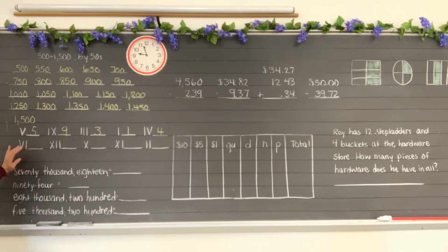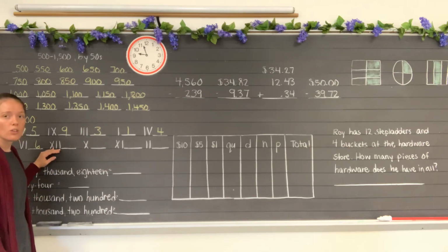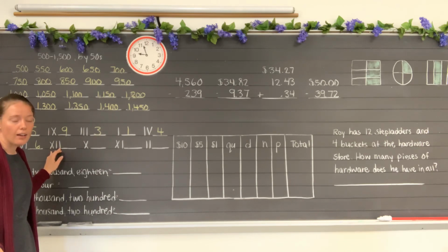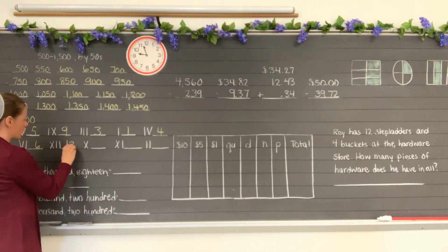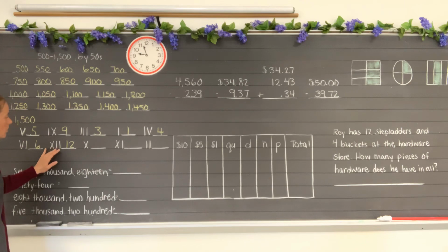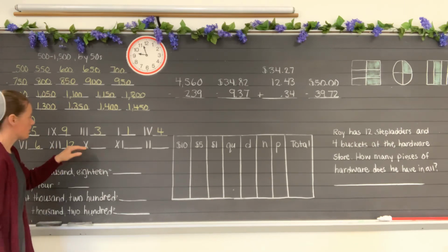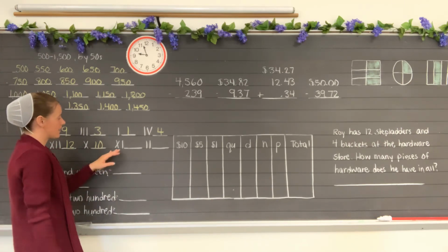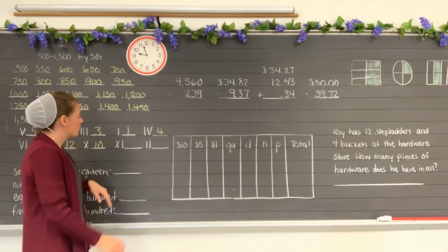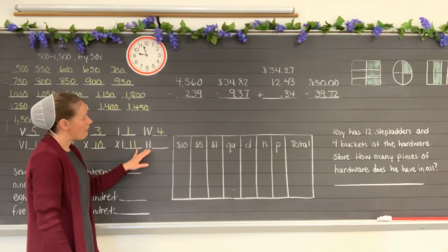VI, so 5 plus 1 is 6. XII, X is 10, so you have X plus II, which would be 12. X plus 2, 10 plus 2 is 12. X is 10. XI is 10 plus 1, which would be 11, and II is 2.